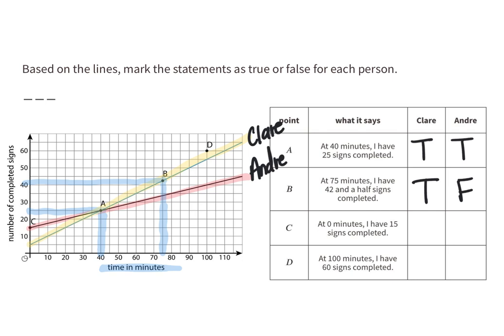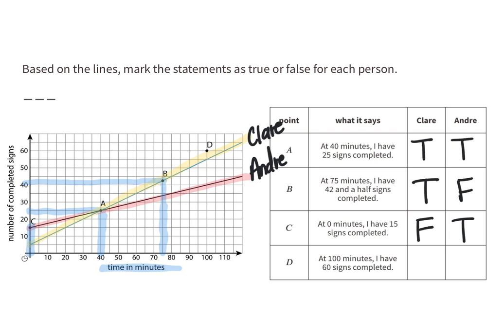For C, let's look at C. At 0 minutes, I have 15 signs completed. All right, so 0 minutes. We're at 0 minutes. We're right there. So whose line has 0:15 on it? So that would be Andre's line. So that's going to be true for Andre, but false for Claire.